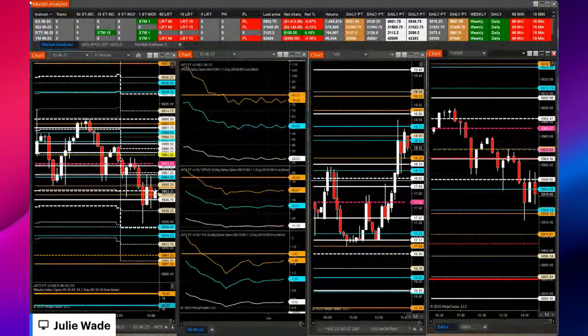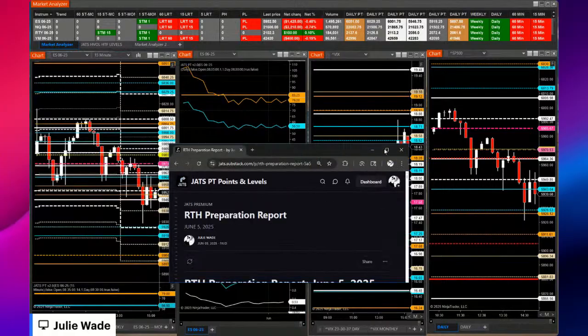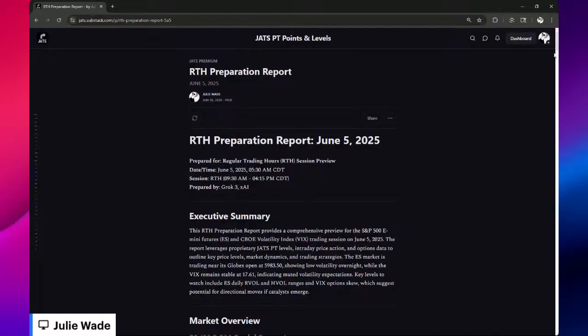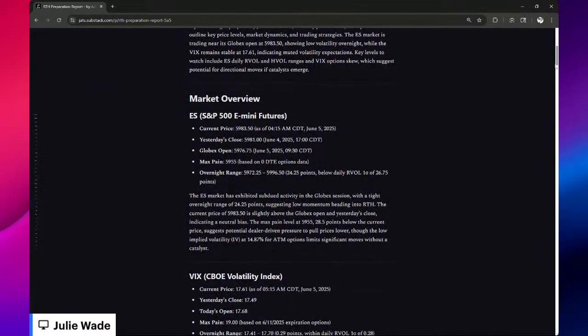Let's take a look at what the morning forecast was, and see how well we did. Our RTH preparation. The Globex turned out really well overnight. We've been doing real well overall with the reports, catching the levels and catching the volatility environment. So this 59.55, 59.50 really held today.